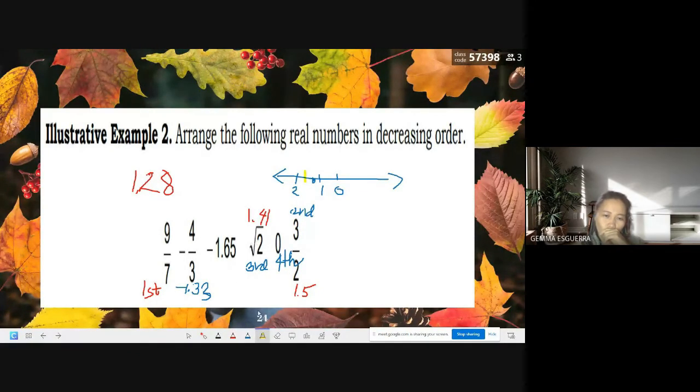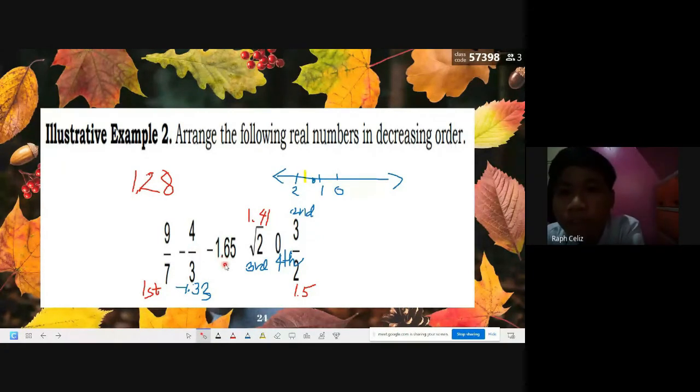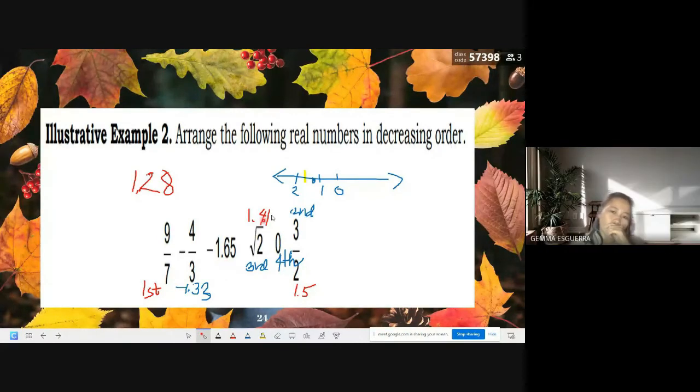Negative 1.65, okay? So let's remember: for negative numbers, the farther they are from 0, the smaller their value. That is lesser, less value. The farther it is, the smaller its value. But for positive numbers, the farther they are from 0, the greater the value.